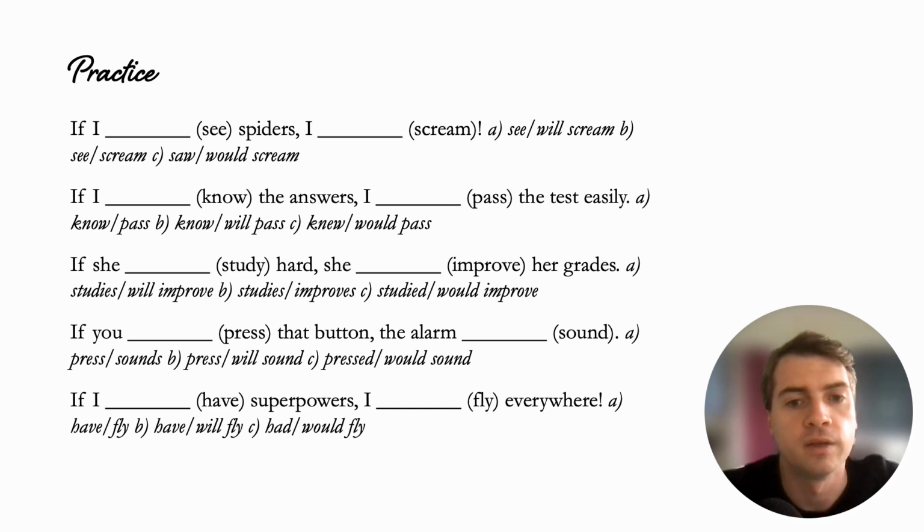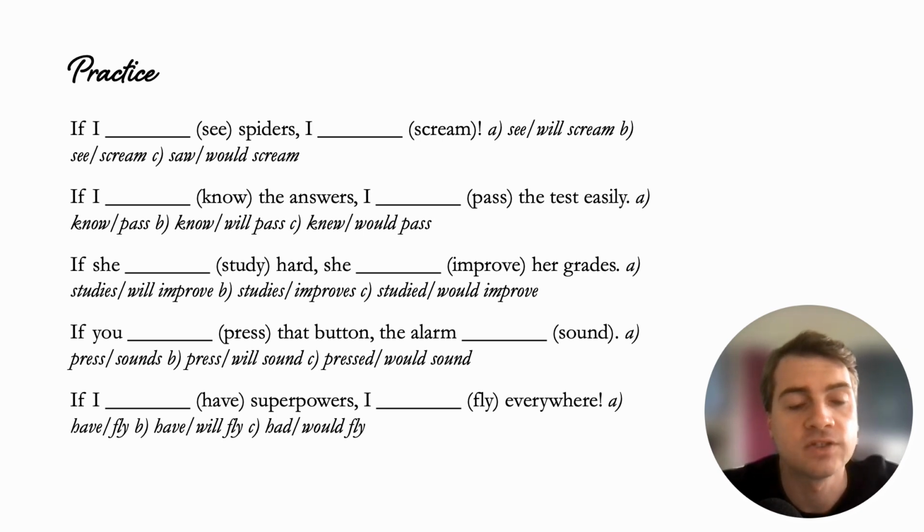All right. Number three, the answer is A. If she studies hard, she will improve her grades. All right. So if she does this, then this will happen. Number four, the answer is A. If you press that button, the alarm sounds. Okay. So if you press that button, this is what happens. The alarm sounds. And the last one, the answer is C.